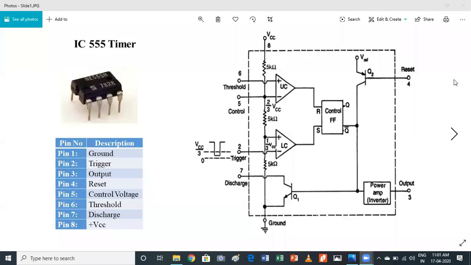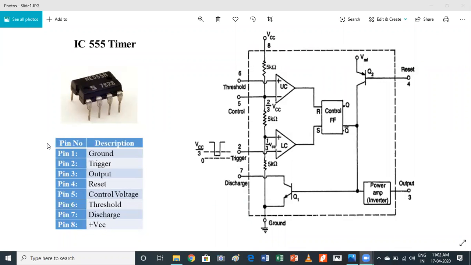Good morning. So today we are going to discuss the 555 timer IC. So this is the timer dual inline package IC, which has 8 pins.